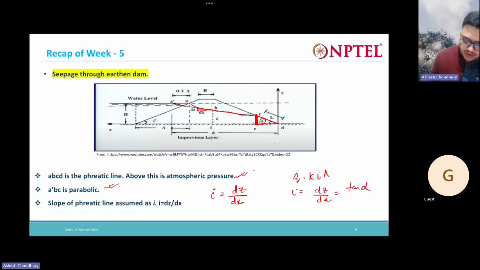Alpha is nothing but this toe angle. This angle at the downstream side is alpha. Now, area is the cross-sectional area CE times 1. In the out-of-plane direction we are considering 1. So CE times 1 can also be written as L sine alpha.